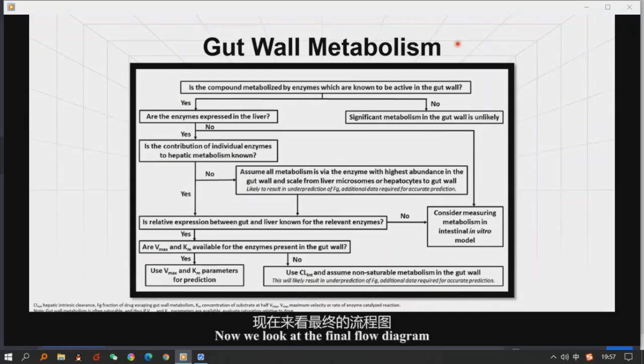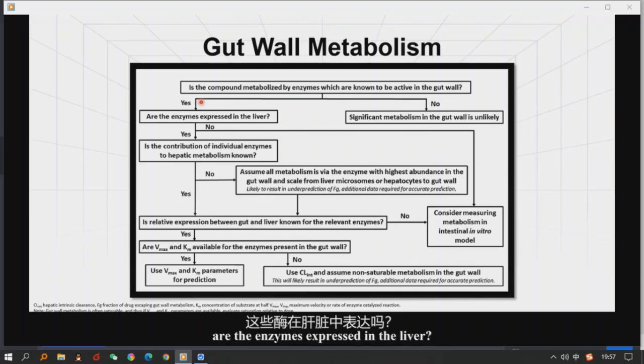And now we look at the final flow diagram that focuses on one of the mechanistic components of a PBPK model following oral administration. And this is the flow diagram that focuses on gut wall metabolism. And here we're asking, is the compound metabolized by enzymes which are known to be active in the gut wall? If it isn't, then significant leverage, we look to use the in vitro data that we have describing the hepatic liver metabolism to make an estimate of the gut wall metabolism.